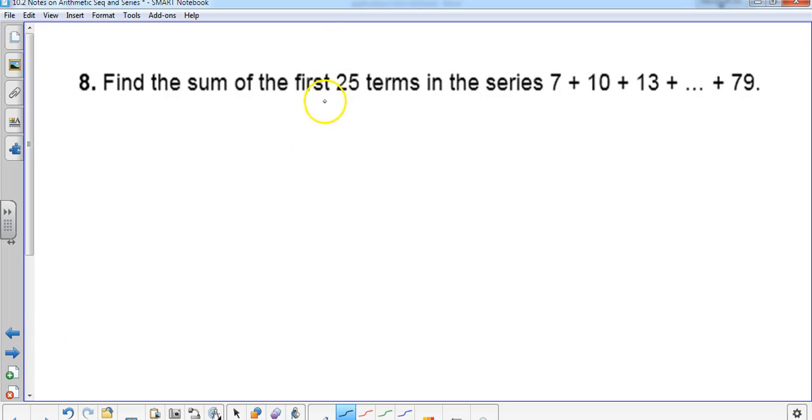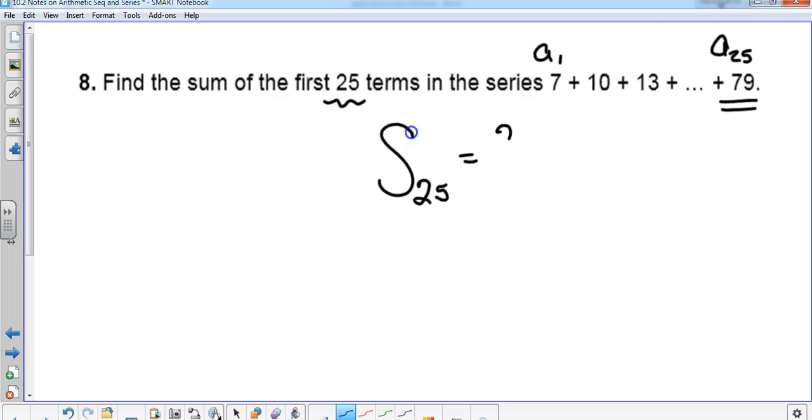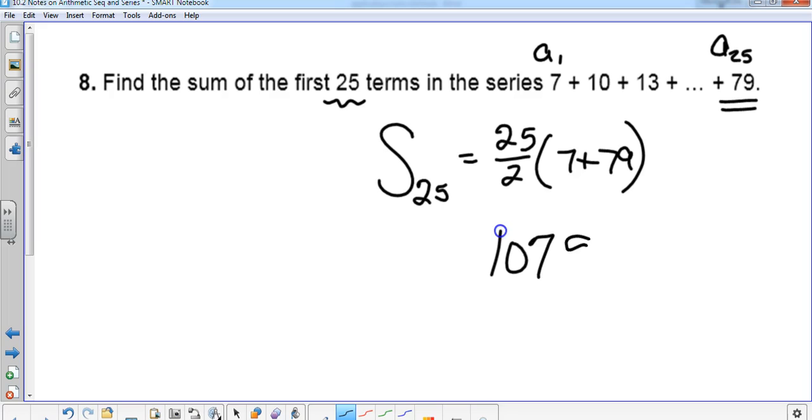All right, the sum of the first 25. Again, by them giving us the last one, they're telling us this is the 25th term. So this is super easy. Anybody get an answer? Nicely done.